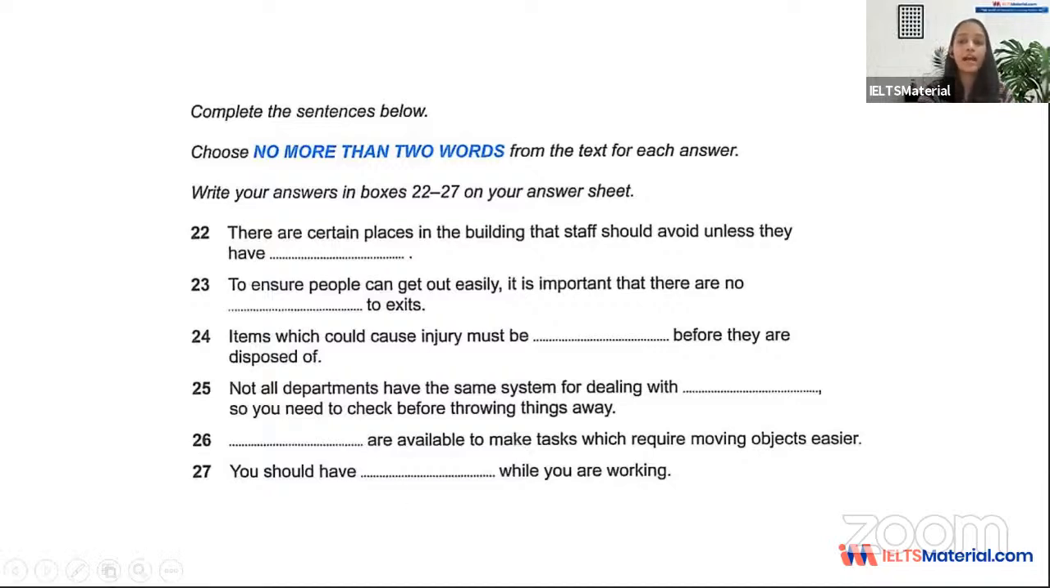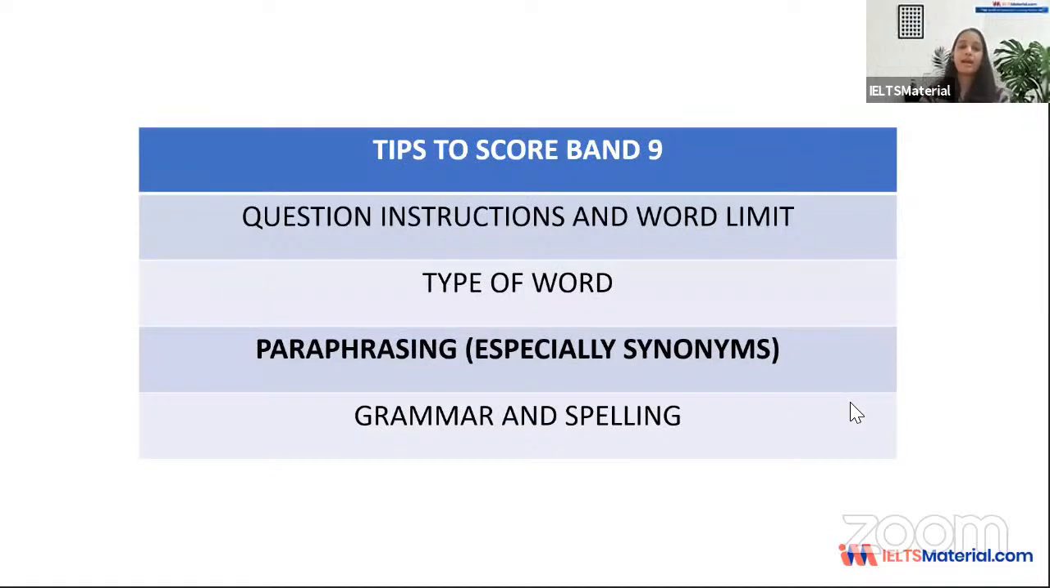Now let's understand the next tip, paraphrasing. I have often touched upon this very important concept, which is recurring in all the modules of IELTS. What is paraphrasing? Let me know in the chat section. What do we mean by paraphrasing? And of course, our main highlight of paraphrasing would be synonyms.